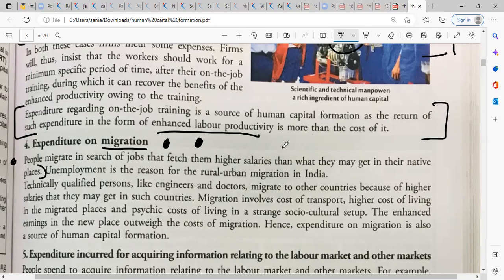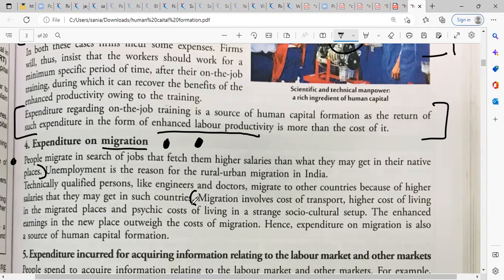Similarly, in India, there are different states. If I'm not getting a good salary in Uttar Pradesh or Kerala, I'll be shifting to Bangalore, right? Like this. Then technically qualified persons like engineers and doctors migrate to other countries because of higher salaries that they may get in some other countries. Why do engineers and doctors move to some other country? Because for the same work, they are getting more salary. So of course everyone will go there, right?